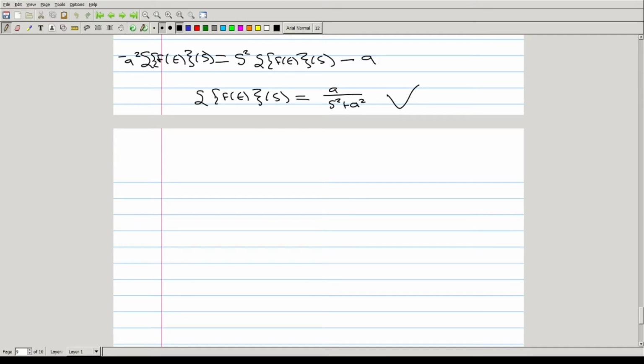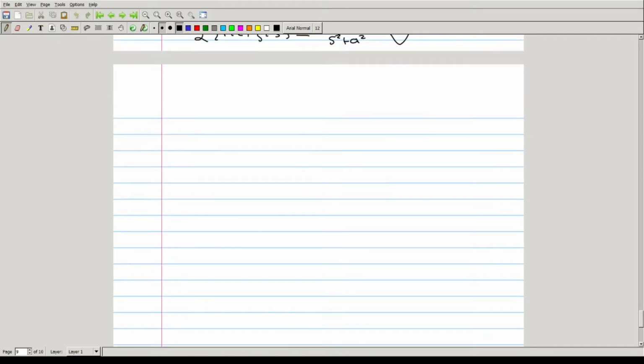And so we've discussed what happens to the Laplace transform of the derivative of a function. Now we want to discuss what happens to the Laplace transform of an integral. And it's a very interesting relationship that will get similar to the derivative relationship.